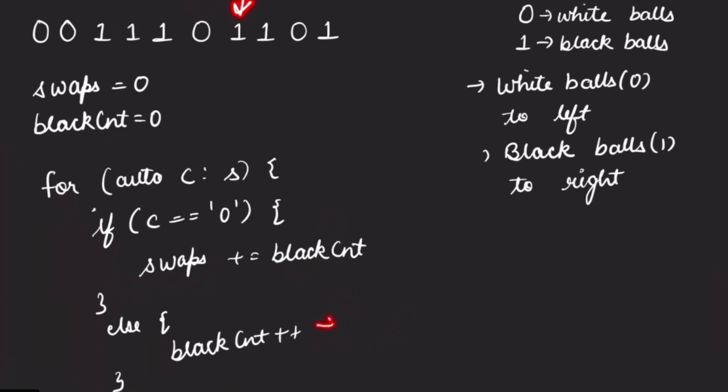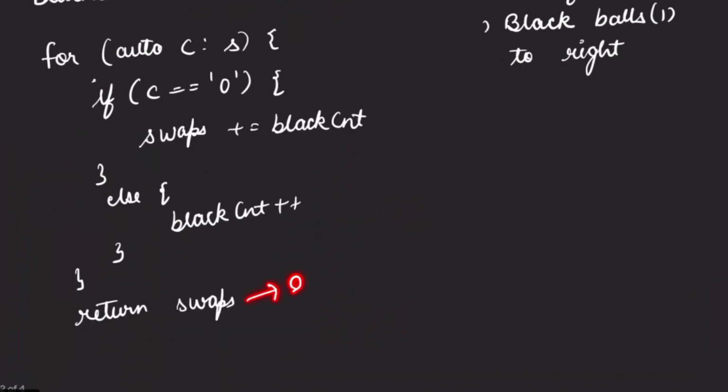Then for this one, the black count will become 4. Then for this one, black count will become 5. Now when it will come at 0, in the swaps, the black count will be added, which was 5. And earlier swaps were 3. So now total swaps will become 8. Now when it will come at this one, your black count will become 6 now. But now our loop will get completed. So the total number of swaps that we got is 8.